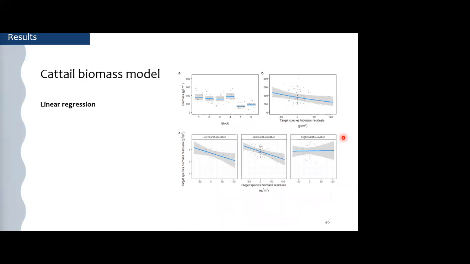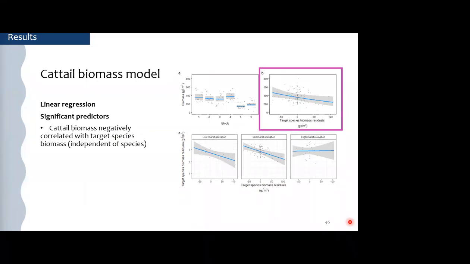So then I also made a multivariate model to try to account for what did affect cattail biomass. And there was just a single species for this model, so I just used ordinary least squares linear regression. And I found that cattail biomass was negatively correlated with the target species biomass. So as target species biomass increased, cattail biomass decreased. And I separated that out from the species identity. So this was purely biomass and not related to the species of the target species.